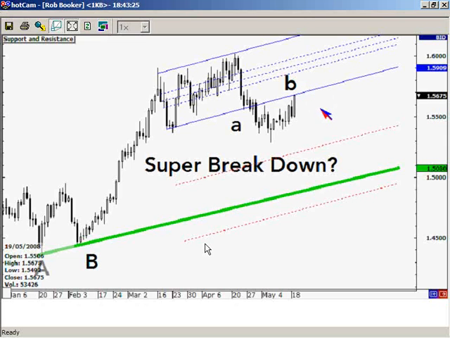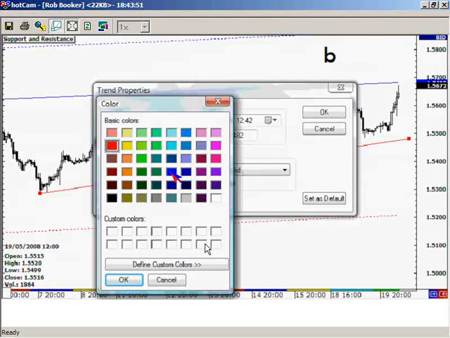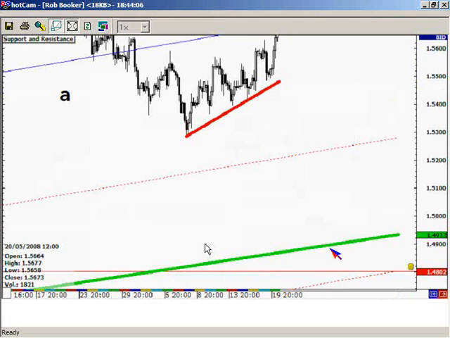Dave, here's how I would trade down to that green trend line now. Are we in the midst of a super breakdown? Well, only time can tell. This is the daily chart. Let's go down to the 60-minute chart and let's draw ourselves a trend line. How about that trend line here? Let's make it red. How about that? So now let's go back to the 4-hour chart. So a break below that on the 1-hour chart could take us all the way down to the green trend line.